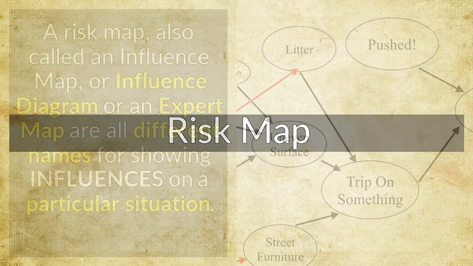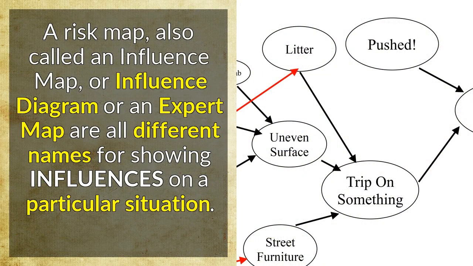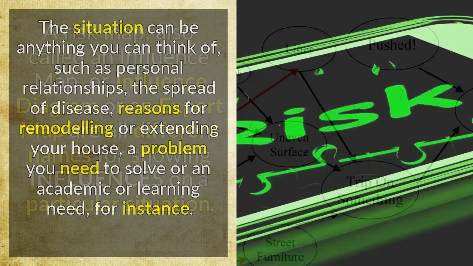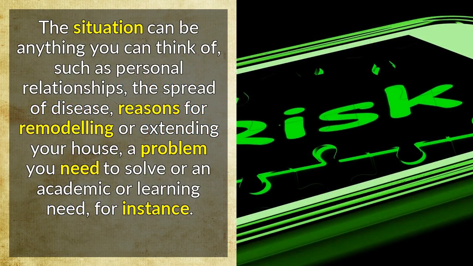Risk map. A risk map, also called an influence map, influence diagram, or expert map, are all different names for showing influences on a particular situation. The situation can be anything you can think of, such as personal relationships, the spread of disease, reasons for remodeling or extending your house, a problem you need to solve, or an academic or learning need, for instance.